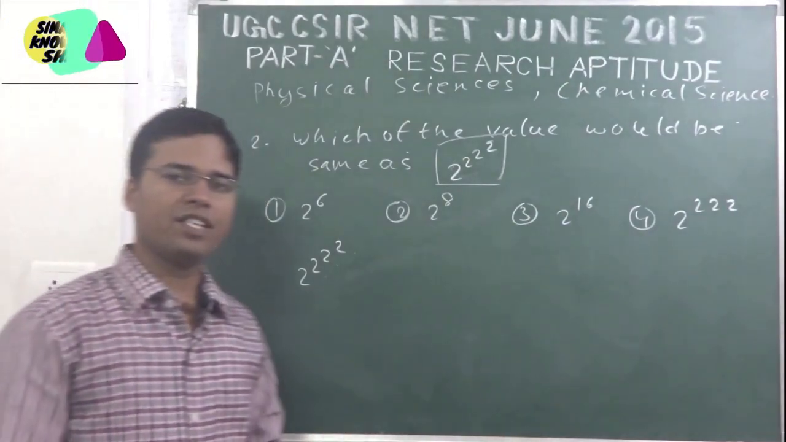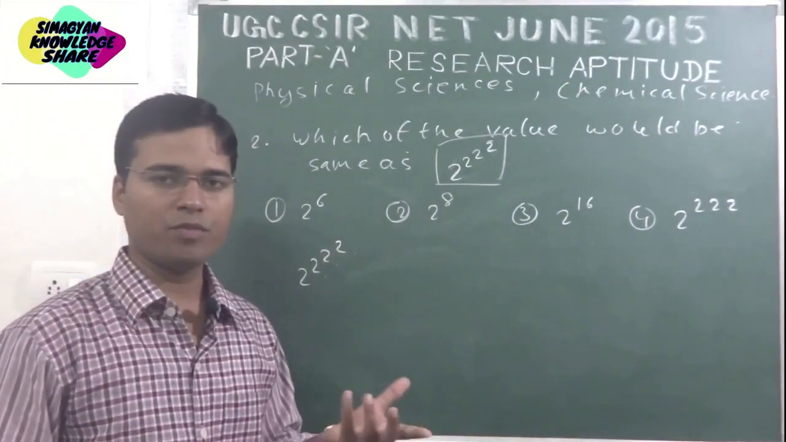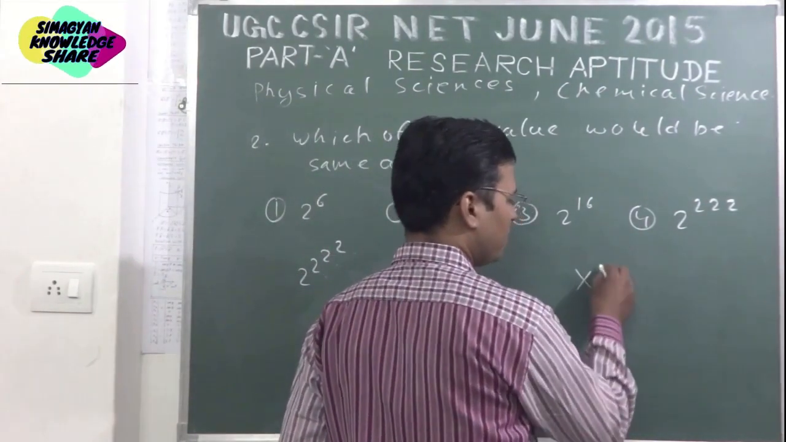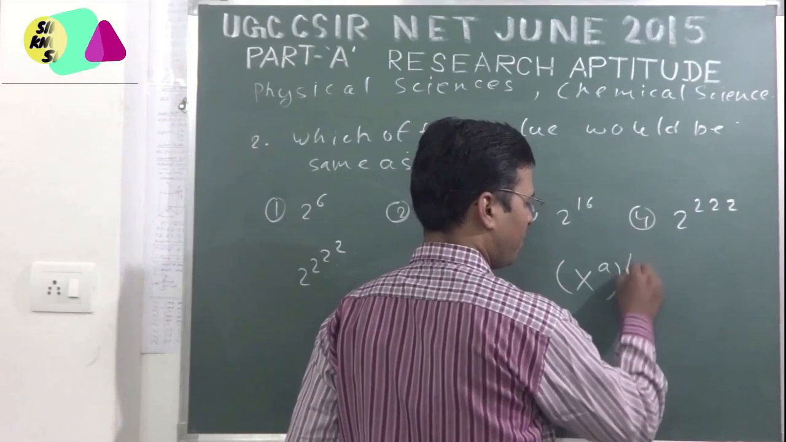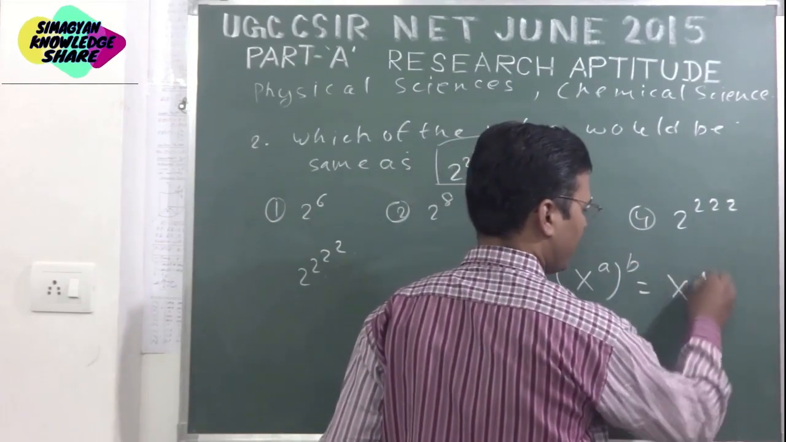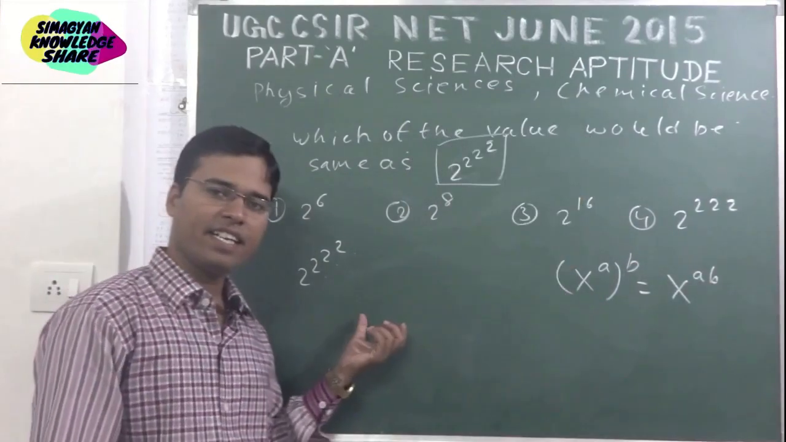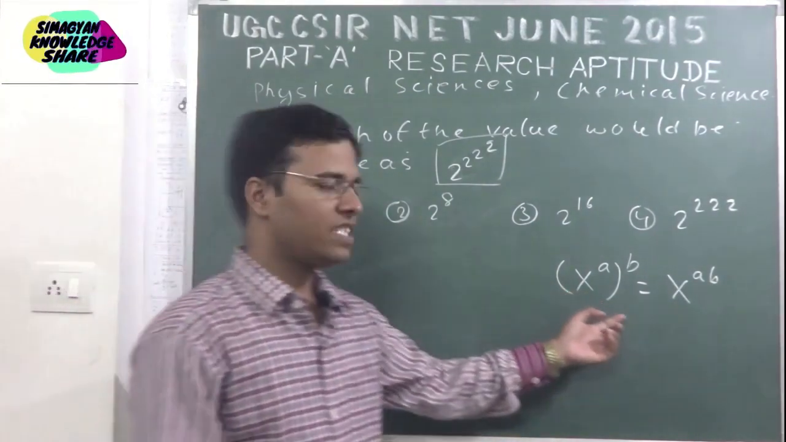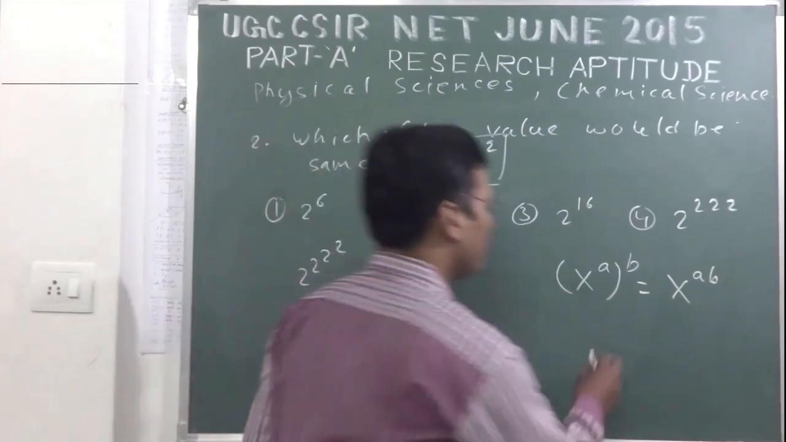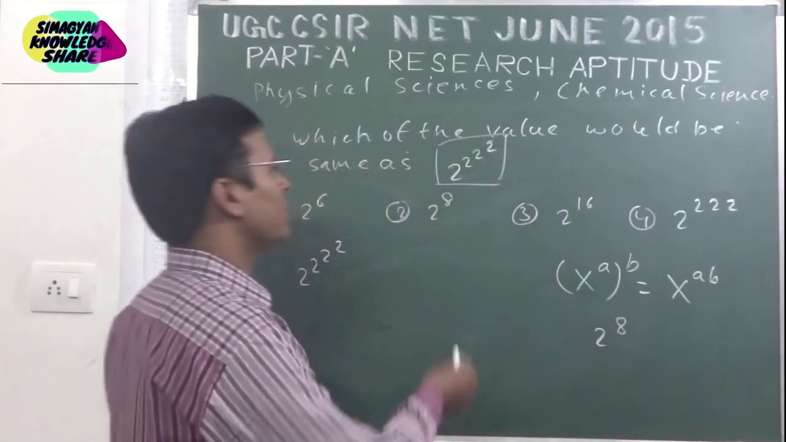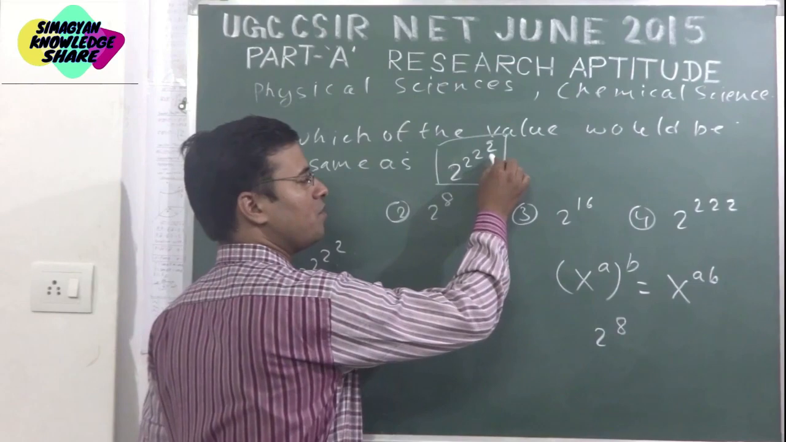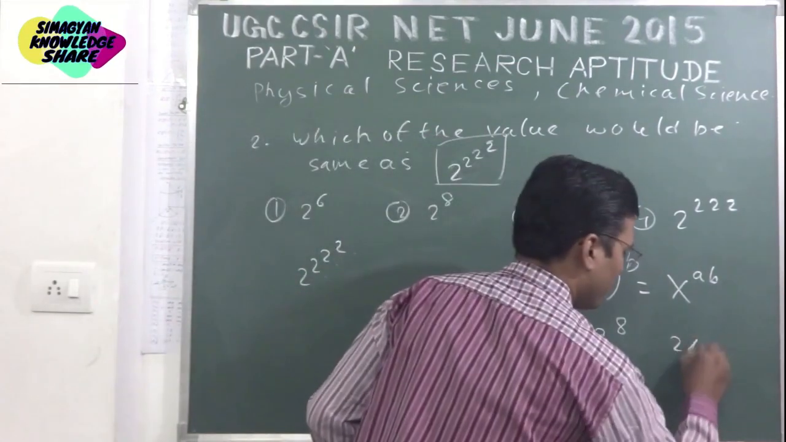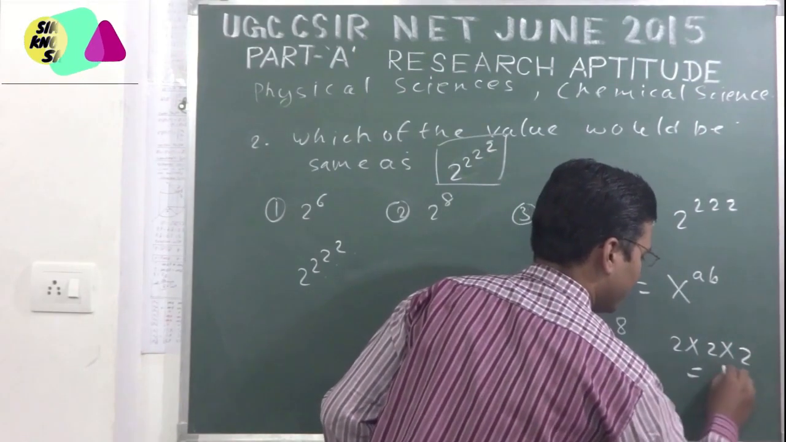There may be some confusion regarding the solution of this problem, because if you have terms like x power a power b, it would be x power ab. But here is a different condition. In this condition, your answer may be 2 power 8, because there are 3 powers: 2 power 2, 2, 2. So multiply 2 with 2, with 2, with 2, that is 8.